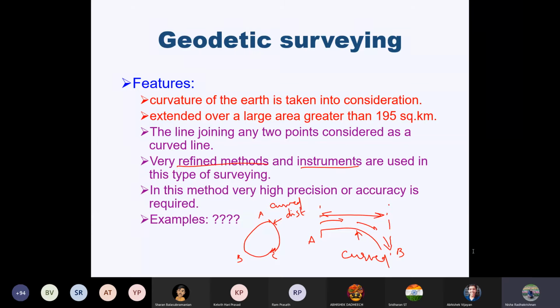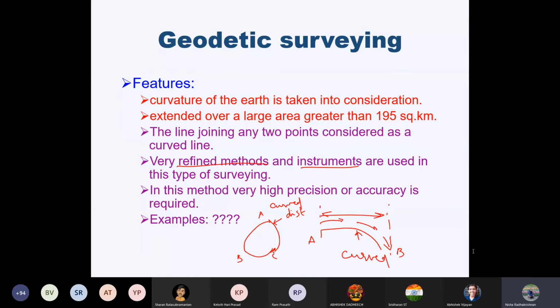And then there's one honors subject also, which is offered, I guess, in the 6th or 8th semester. I'm not very sure, but just keep it in mind. Have you understood what I'm trying to say? From plane, you have now moved into geodetic, and in geodetic, you will come across slightly advanced methods.